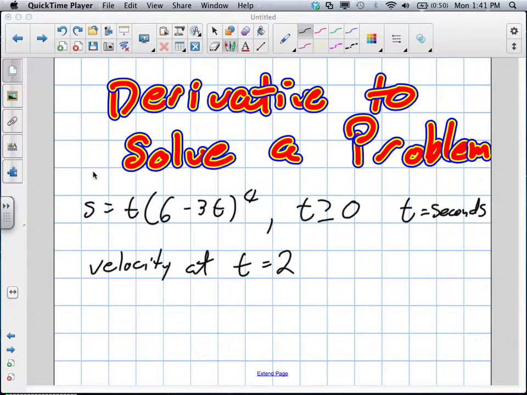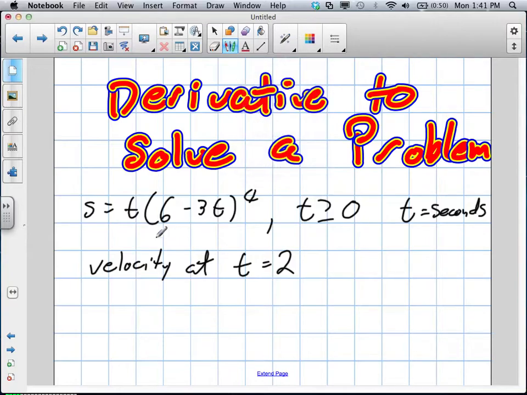They've given us a function, and they've told us that some object is moving in a straight line, and it is denoted by this. So that is the equation of our function there, and it says that t is greater than or equal to 0. They want us to find the velocity of this function at 2 seconds. So what's its rate of change at 2 seconds?